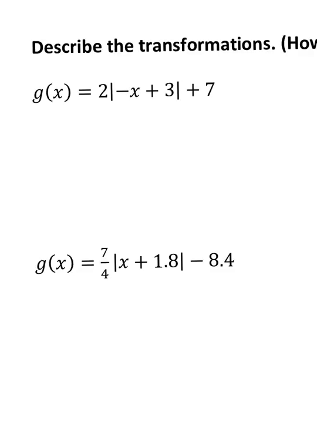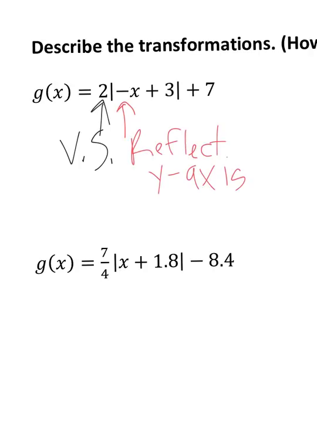What is this 2 going to do? This 2 is going to vertically stretch, so I'll put VS for vertical stretch. Okay, what's this negative going to do? That negative is going to reflect over the y-axis since it's on the inside. If that negative were on the outside, like with the 2, it would reflect over the x-axis. This plus 3 means it's going to go left 3, not right 3, it's going to go left 3.